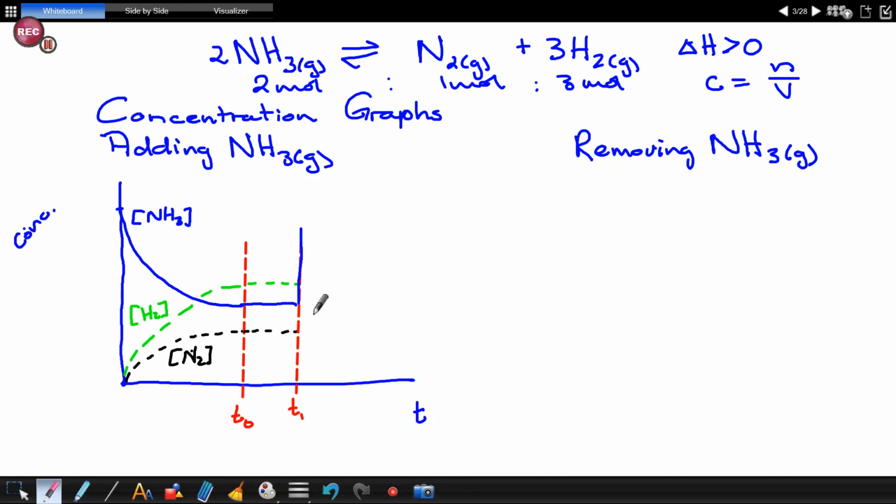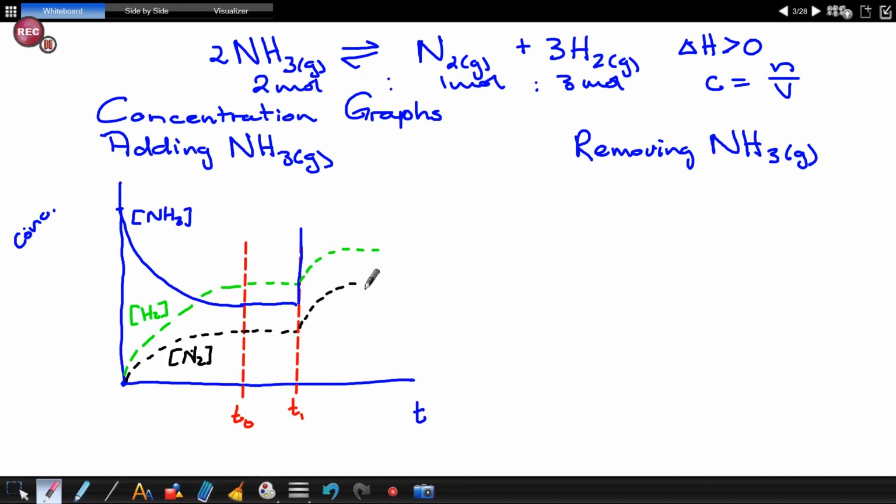It's going to favor the forward reaction. Yes, you're right. You're speaking the right language. So it's favoring the forward reaction, meaning more. It's making more nitrogen and hydrogen. Yes, gradually increase. So this is going to gradually increase, and that one is also going to gradually increase.